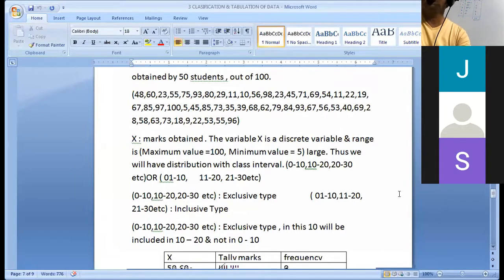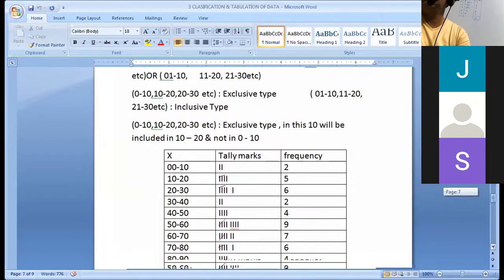So you can have class intervals like this and form a frequency distribution table, or you take class intervals like this and form a distribution table. Then it will be included in that. You take it like this, it will be better.